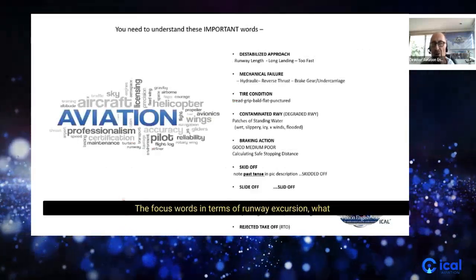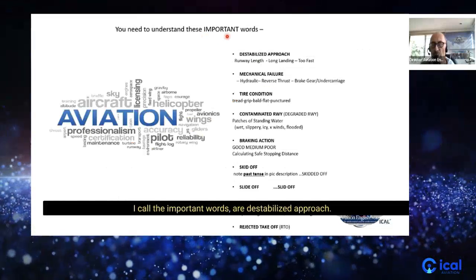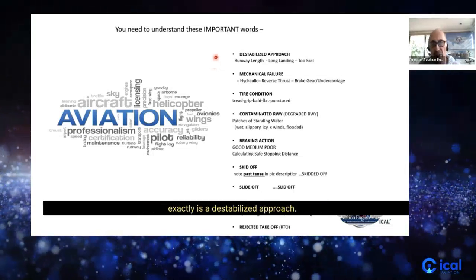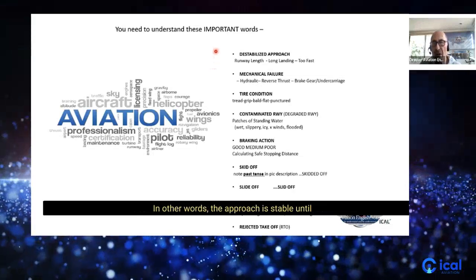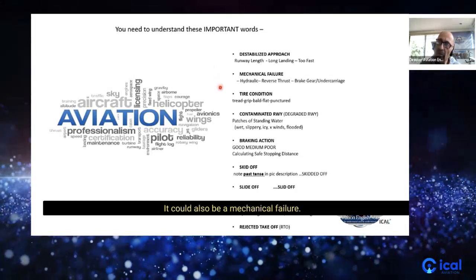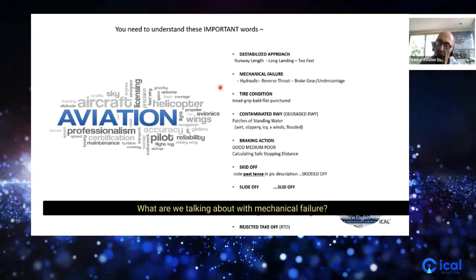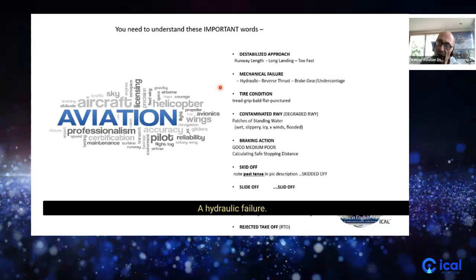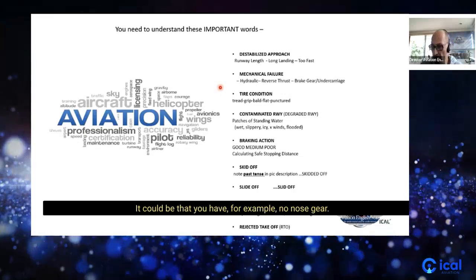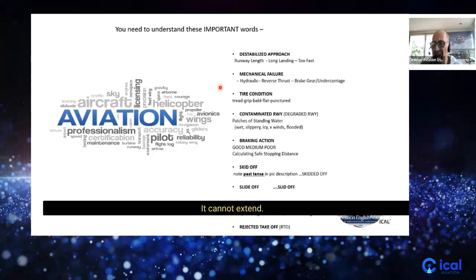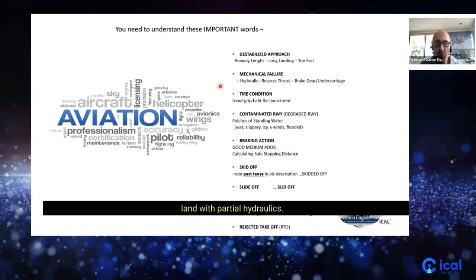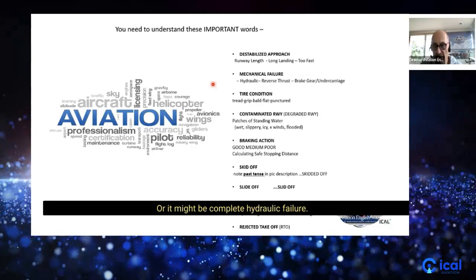The focus words in terms of runway excursion, what I call the important words, are destabilized approach. We need to define what exactly is a destabilized approach. In other words, the approach is stable until, and what are the consequences of that? It could also be a mechanical failure. What are we talking about with mechanical failure? A hydraulic failure. What are we talking about here? It could be that you have, for example, no nose gear. It cannot extend. Therefore, you're actually having to land with partial hydraulics, or it might be complete hydraulic failure.